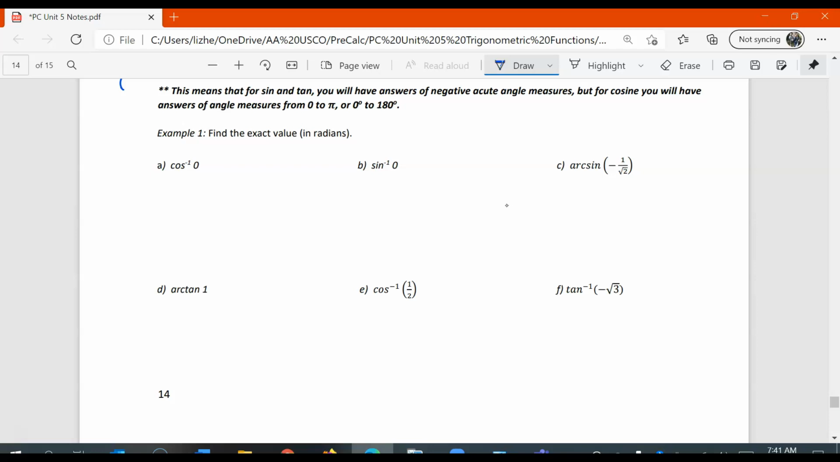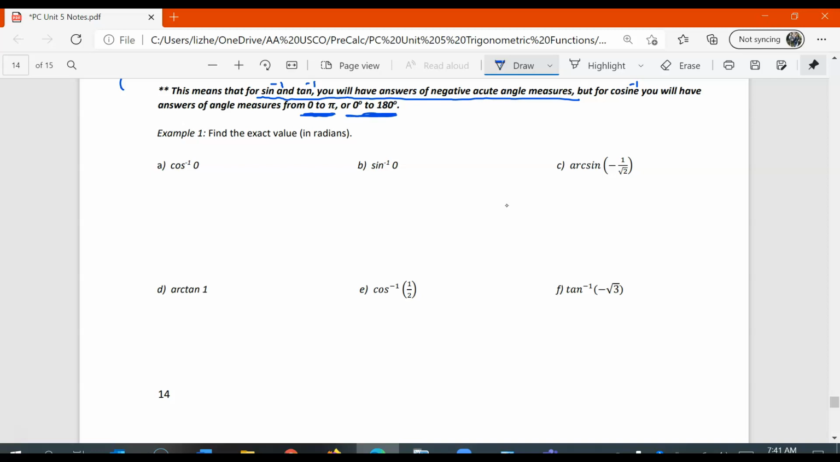Okay, this means that for inverse sine and inverse tan, you will have answers of negative acute angle measures, but for inverse cosine, you will have angle measures from 0 to pi or 0 to 180 degrees. So let's go through these.